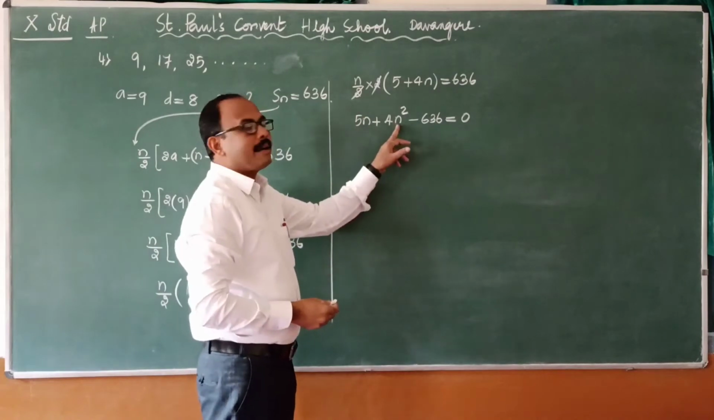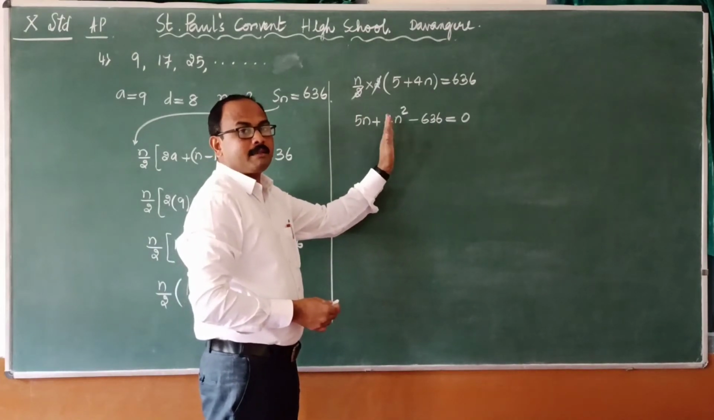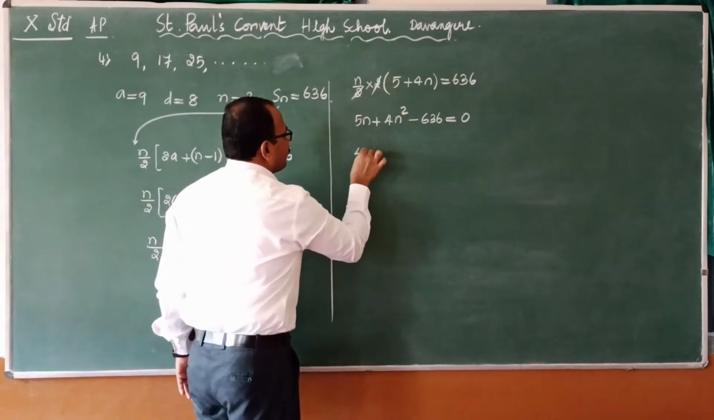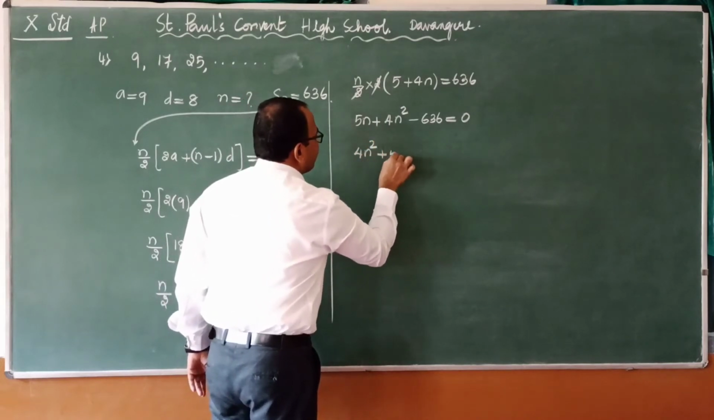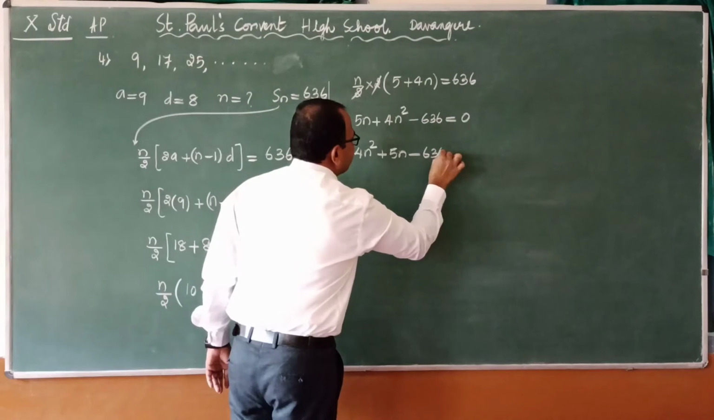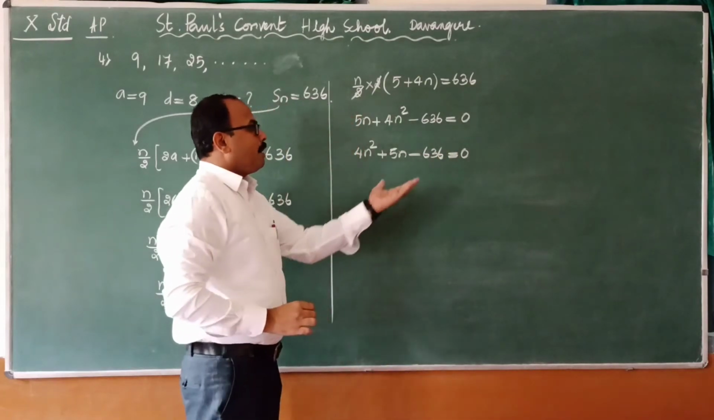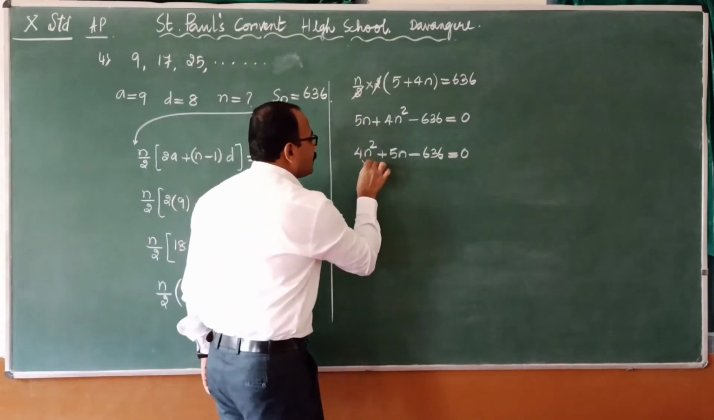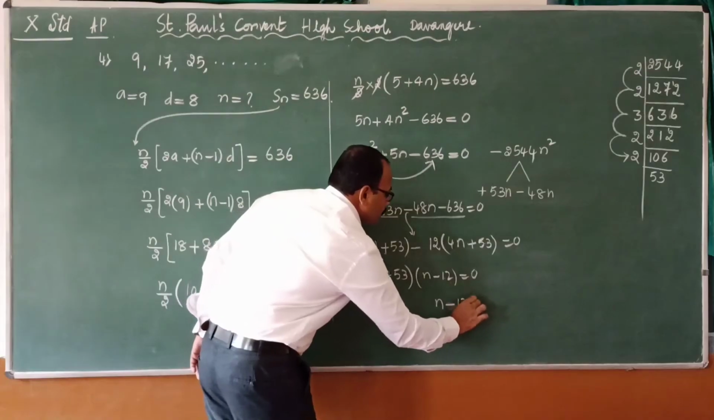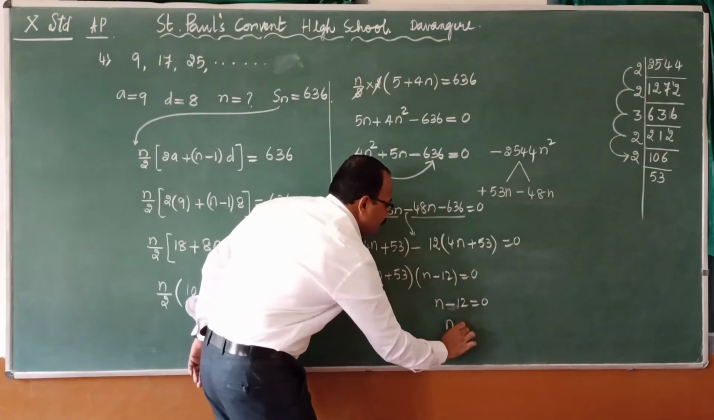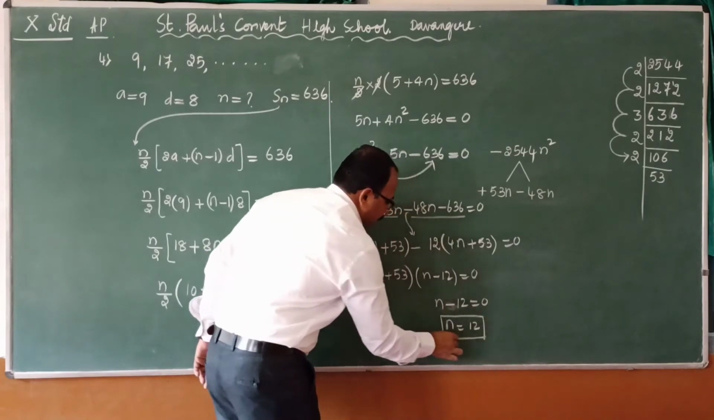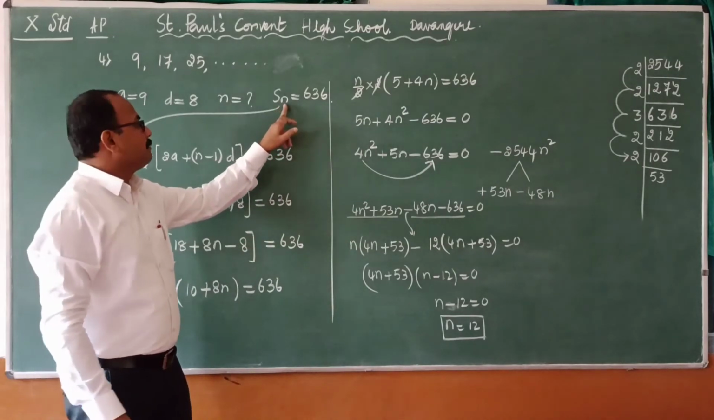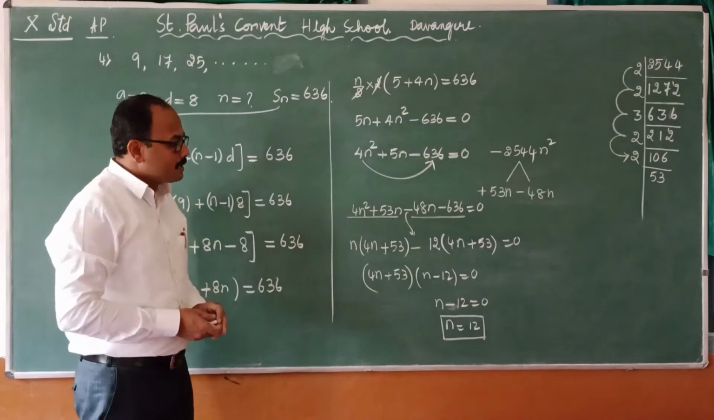While writing the quadratic equation, the standard form is first n square, next n, next the number. Therefore, rearranging it in the standard form, 4n square plus 5n minus 636 is equal to 0. After this, we have to factorize this equation, children. Regarding factorization, the first and the last numbers are split, giving n minus 12 is equal to 0. Then n will be equal to 12. So, the sum of 12 terms will be equal to 636, children.